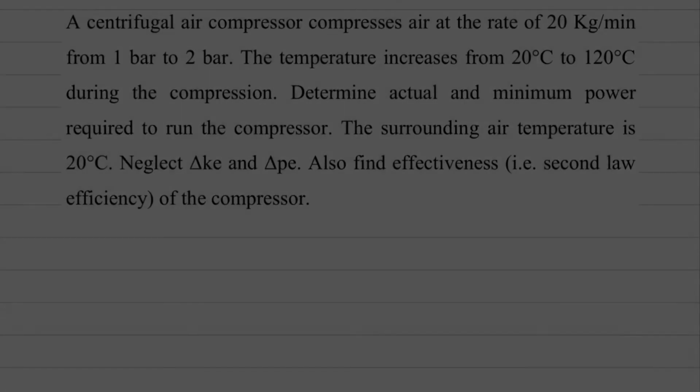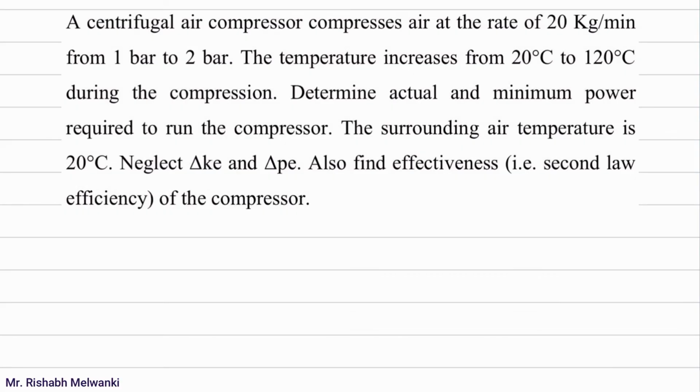So we'll see a numerical on availability. What is given here? A centrifugal air compressor compresses air at a rate of 20 kg per minute. I'll draw a diagram of a compressor. Compressor means volume will reduce, so it will compress the gas. Air will enter from here, and air will exit from here.